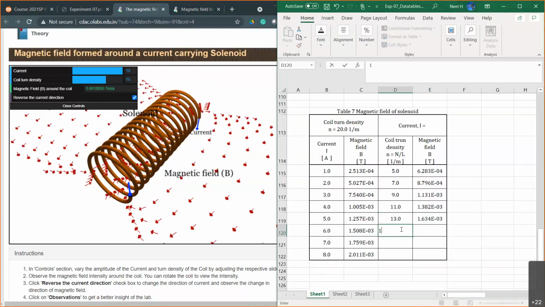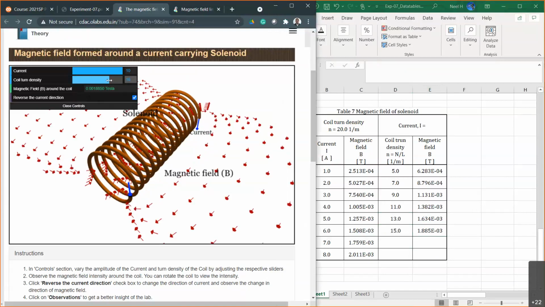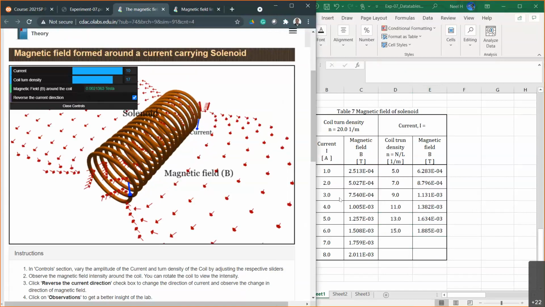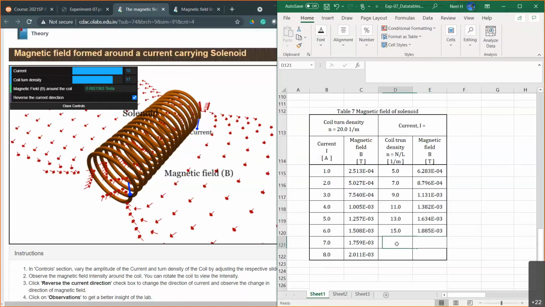15, about 2 zeros, 1885. It's consistently increasing, right? So that's the idea. Which means if I have a more denser coil, then we actually have a larger field.